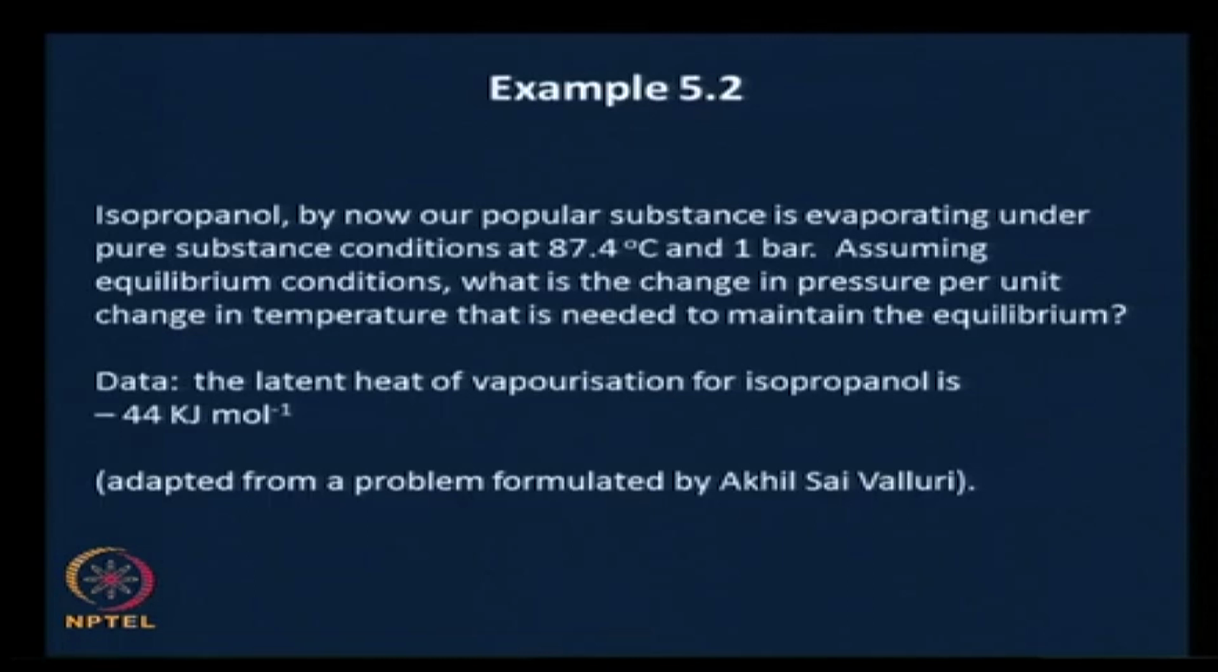Welcome. We were looking at the solution to this example problem which involved the use of the Clausius-Clapeyron equation. The problem itself was: isopropanol is evaporating under pure substance conditions at 87.4 degrees C and 1 bar. Assuming equilibrium conditions, what is the change in pressure per unit change in temperature that is needed to maintain equilibrium, and the latent heat of vaporization of isopropanol is given.